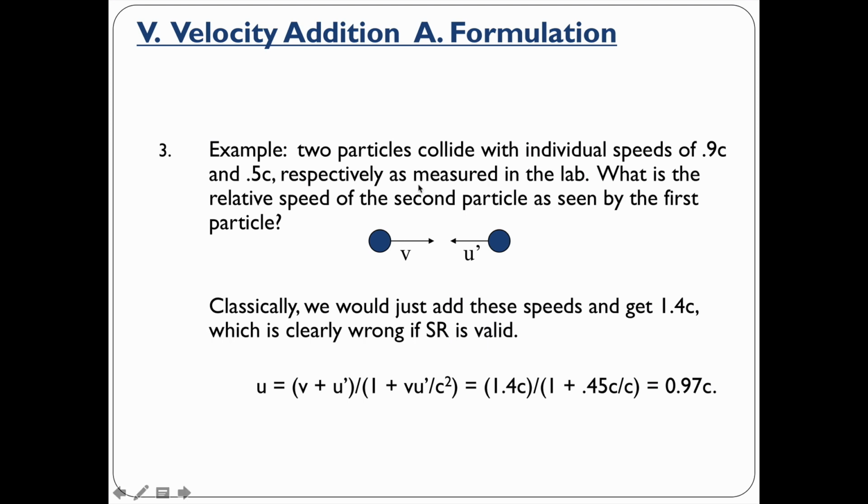You'll notice, as always, if the speeds are much smaller than c, then this approximates what you'd expect from Galileo. That is, this term becomes basically 0. As these speeds approach c, you get closer and closer to c for a closing speed, but you never exceed it.